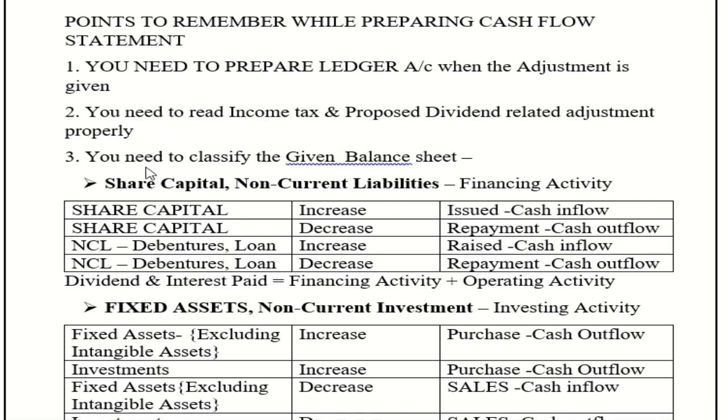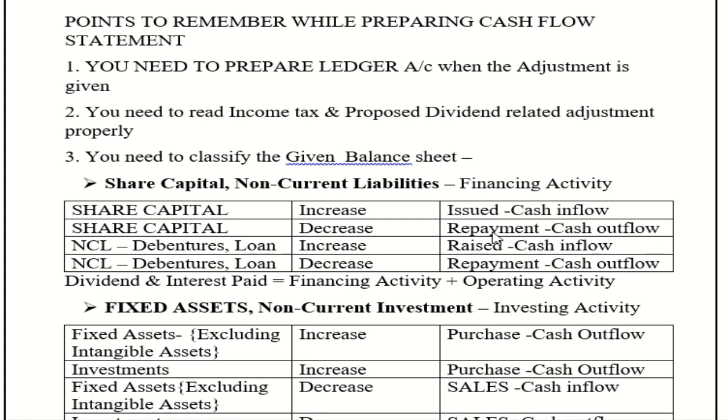Next, you need to classify the given balance sheet. On the liabilities side, share capital and non-current liabilities come under financing activities. If share capital increases, you should treat it as an issue of shares, and issue of shares is a cash inflow to the organization. In the same way, if share capital decreases in the current year compared to the previous year, that will be treated as a redemption or repayment. That is a cash outflow.